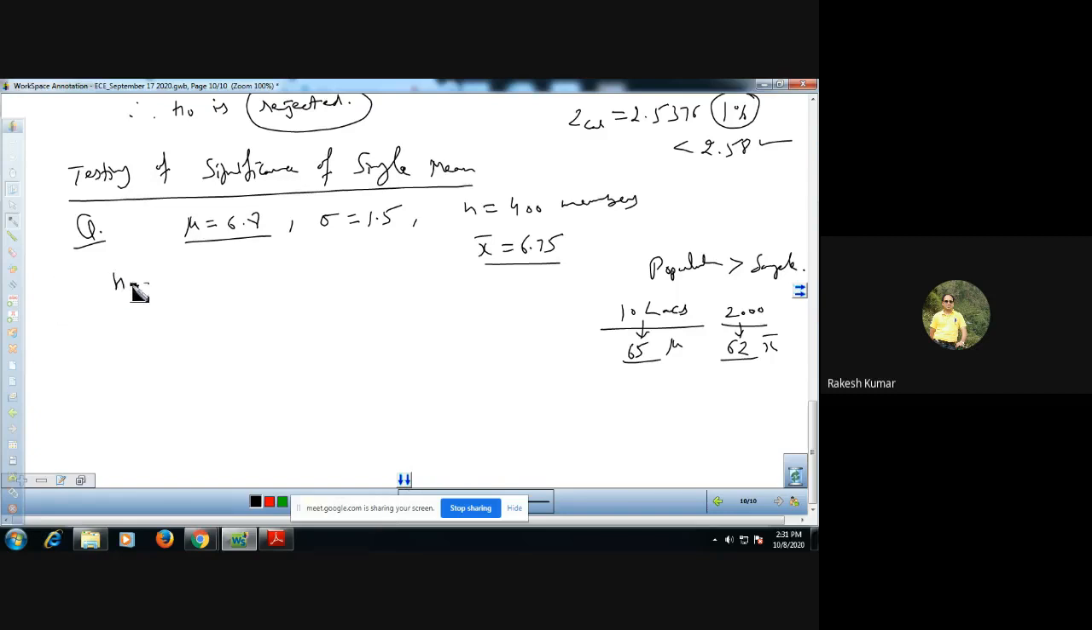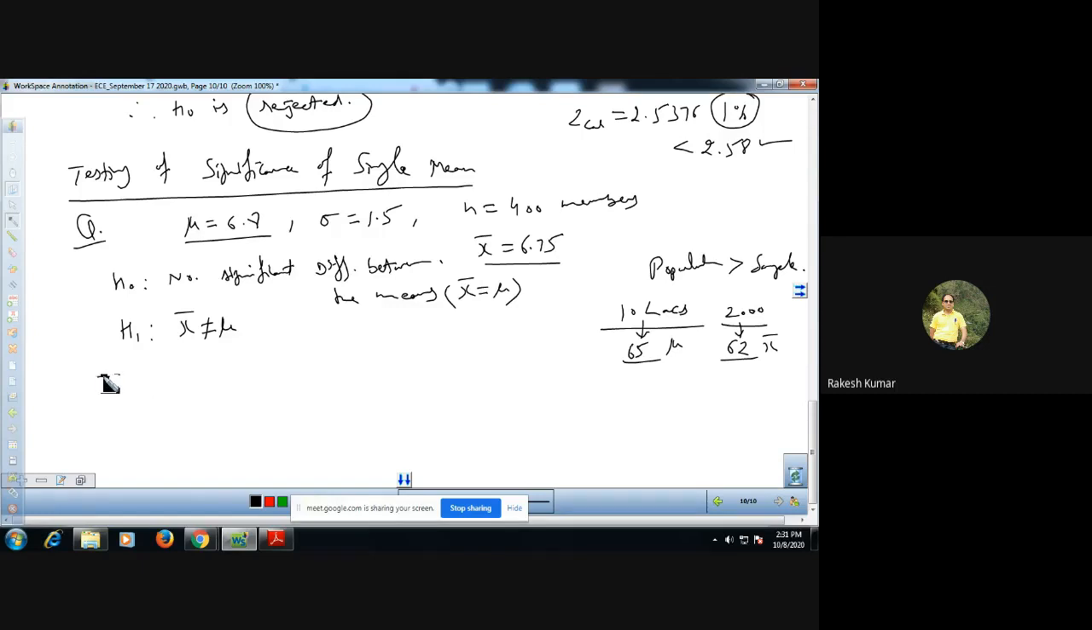So we shall take the null hypothesis always on the positive side, that there is no significant difference between the means, the population mean and sample mean. In this case you can say that both are the same. But the alternative hypothesis H1 says that there is a significant difference between these two means. What does it mean? X bar is not equal to mu.